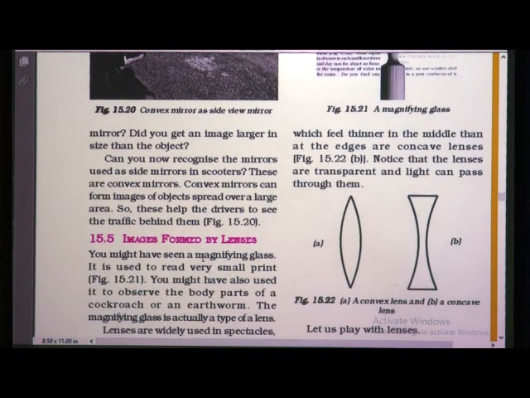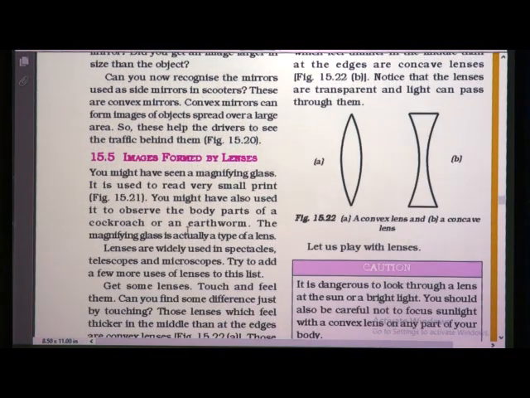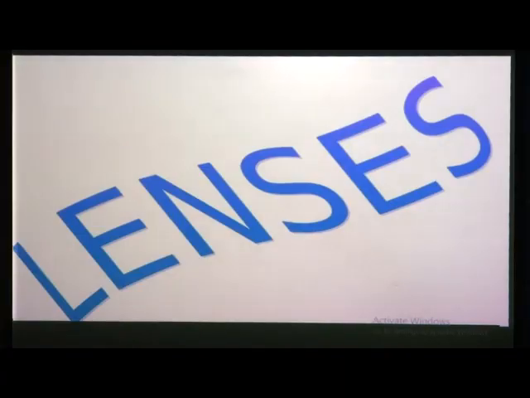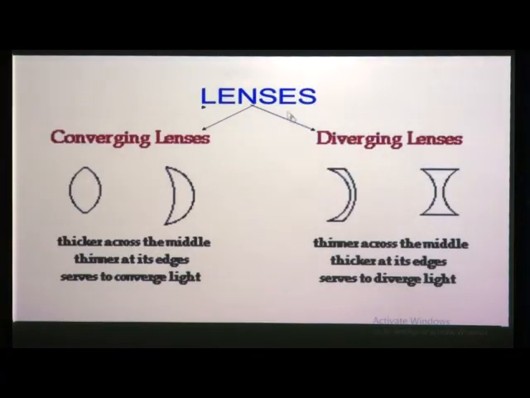Now, images formed by lenses. Here the structure is showing a lens. These lenses are also different in size. Lenses are widely used in spectacles, telescopes and microscopes. Here you can see lenses. There are converging lenses and also diverging lenses. A converging lens is thicker across the middle and thinner at its edges.